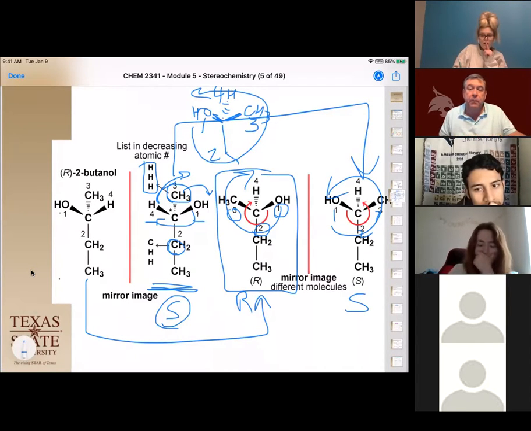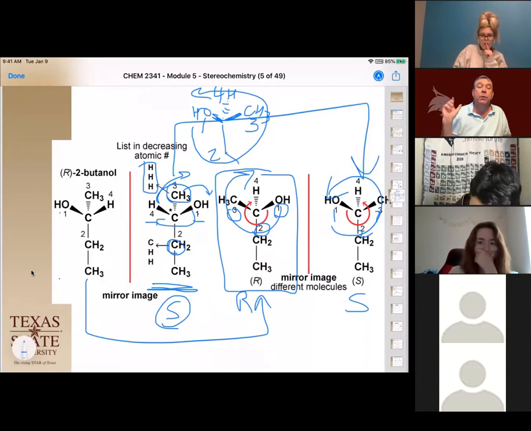Okay. So when you're assigning your R and S, you must have your priorities first, and then rotate your molecule, preferably either drawing it or something else, such that your number 4 priority is in the back. And when you do that, you now can do clockwise or counterclockwise to assign R or S. Questions?